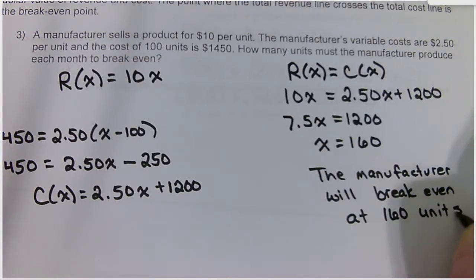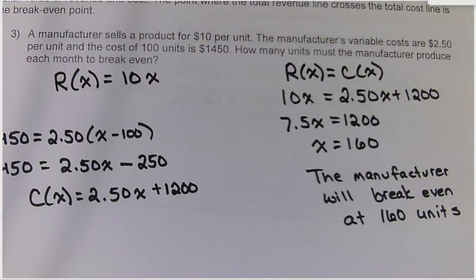So what happens if he sells less than that? He's going to have a loss. What happens if he sells more units? He's going to make a profit. Do you see why that would be a good point to know about?